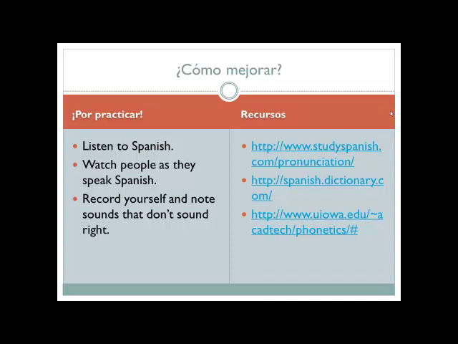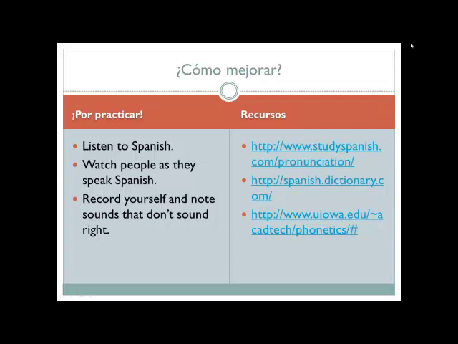and just practice listening to them, because the more you hear those sounds, the more you will begin to start replicating those. Also, watch people as they speak Spanish, because as you watch them you notice their mouth position, especially if it's someone who you know well and you can ask them to pronounce things more slowly so that you can really pay attention to their mouth position as they're speaking. And finally, record yourself and note sounds that you make that don't sound right. If they don't sound like what you've heard from native Spanish speakers, try to identify what the difference is. So that's where you might notice that the way you pronounce a D is not the same as the way you've heard it pronounced by native Spanish speakers, and so then you can try to identify what the difference is.